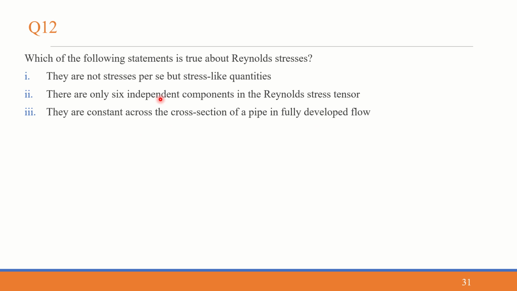So we are given three statements. First one is they are not stresses per se but stress-like quantities. Second one, there are only 6 independent components in the Reynolds stress tensor. Third one, they are constant across the cross section of a pipe in a fully developed flow. We saw the problem in yesterday's class also, so it would be easy for you to recollect. I'll give you the options first. Option A it is 1. Option B it is 1 and 2. Option C it is 1 and 3. Option D it is 1, 2 and 3.